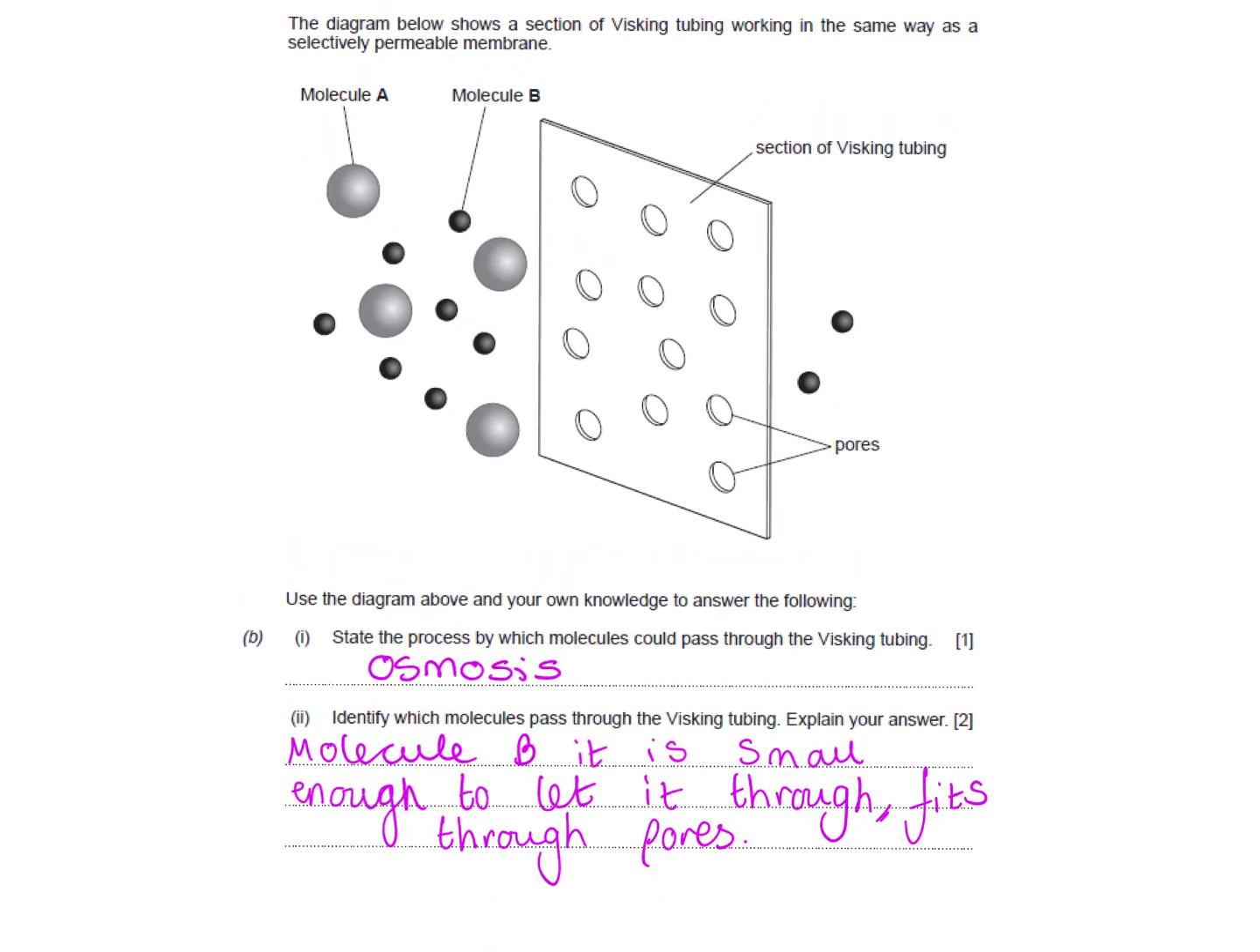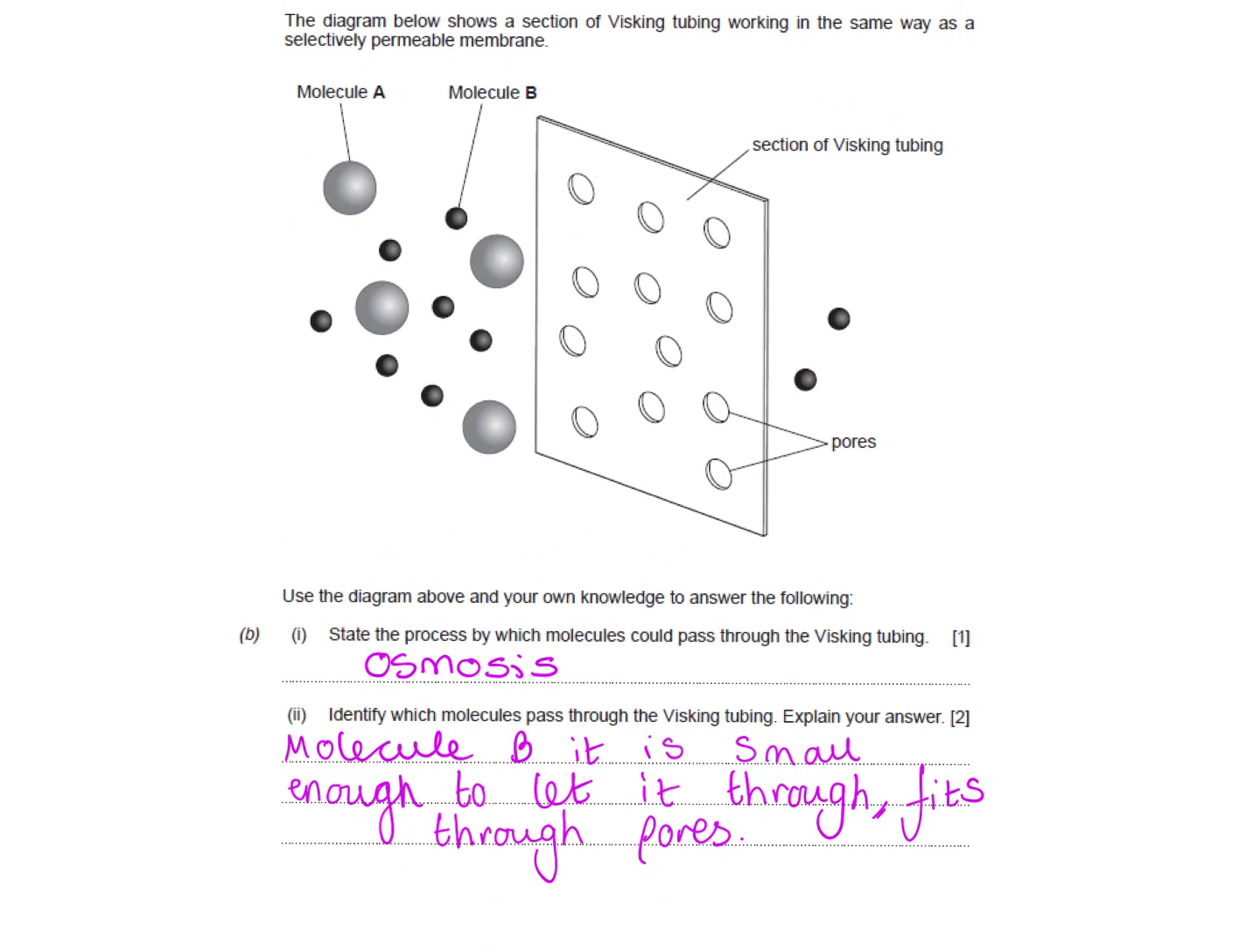State the process by which molecules pass through the Visking tubing. This is actually diffusion, because osmosis is the movement of water, so it's not actually water that's moving, it's the other molecules, so that is incorrect. Identify which molecules pass through the Visking tubing. Molecule B, it is small enough to let through and fits the pores. You could have said something like A is too big.